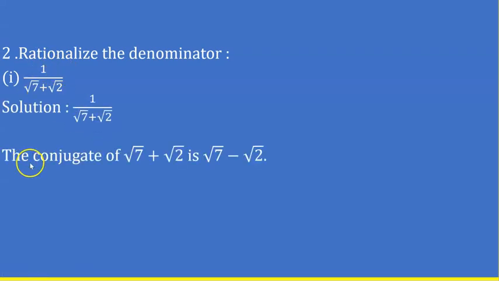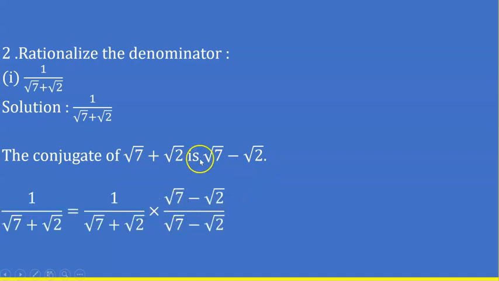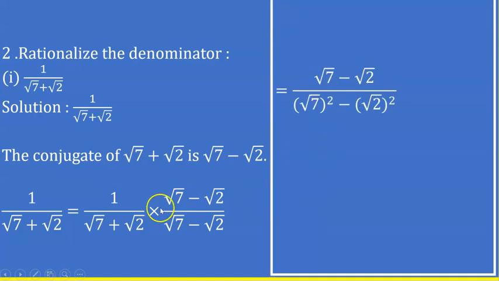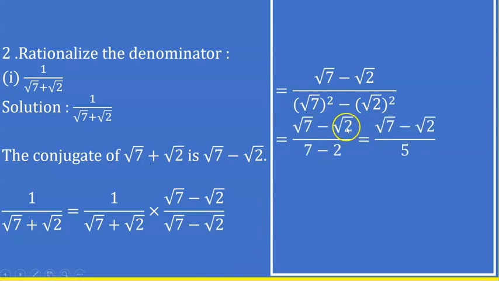Now the solution. The conjugate of root 7 plus root 2 is root 7 minus root 2. Next multiply the numerator and the denominator by root 7 minus root 2. Okay, 1 into root 7 minus root 2 is root 7 minus root 2, and root 7 plus root 2 into root 7 minus root 2 is root 7 bracket square minus root 2 bracket square, and the next root 7 minus root 2 to the denominator.